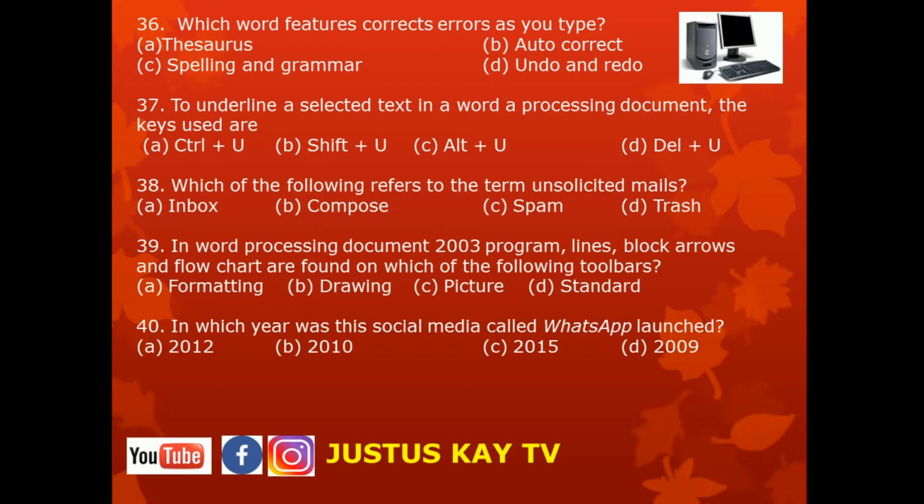37. To underline a selected text in a word processing document, the keys used are: A. Control plus U. B. Shift plus U. C. Alt plus U. D. Delete plus U.